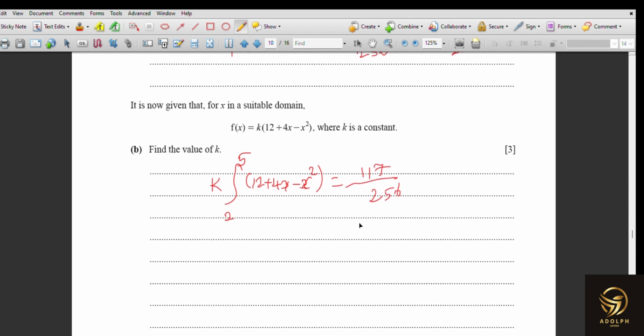So now if you integrate these things, we will get to know the value of k. When we are integrating 12, it is going to be 12x. When you are integrating 4x, it is 4x square by 2, that is 2x square, minus x square if you are integrating x cube by 3. And then the upper limit is 5 and the lower limit is 2. The k is still here, and that is equal to 117 by 256.